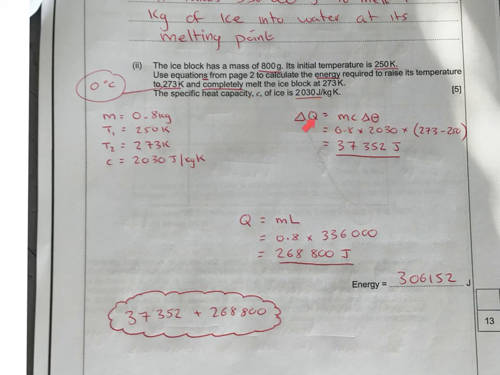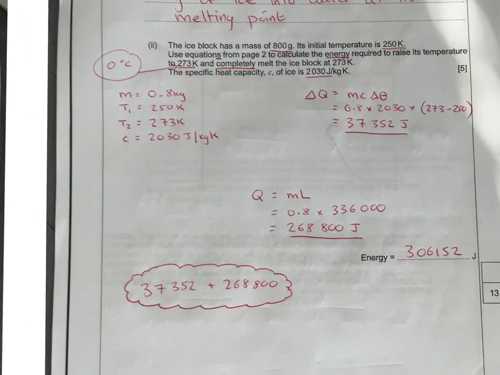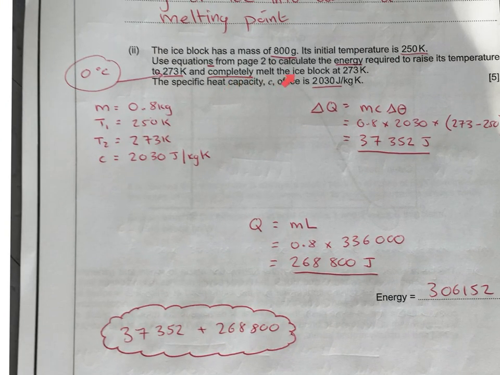So I'm going to use this equation to calculate the energy required to raise that by 1 degree Celsius. So what I've got there now is the energy that is required to raise it 1 degree Celsius. And then I need to do my latent heat one, which is up here, because in the question it says to completely melt the ice block.